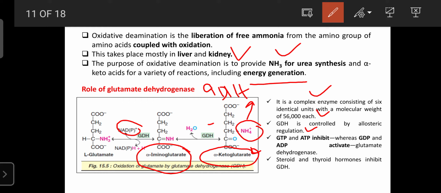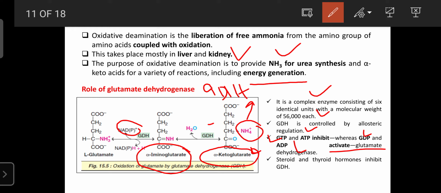Here, GTP, guanine triphosphate, as well as ATP, adenine triphosphate, inhibit the glutamate dehydrogenase enzyme activity. GDP, guanine diphosphate, and ADP, adenine diphosphate, activate the glutamate dehydrogenase. So the GDH enzyme depends mainly upon GTP, ATP or GDP, ADP. If more GTP and ATP energy is present in your body, it inhibits the deamination reactions. If less energy is present, the GDP and ADP will be more.